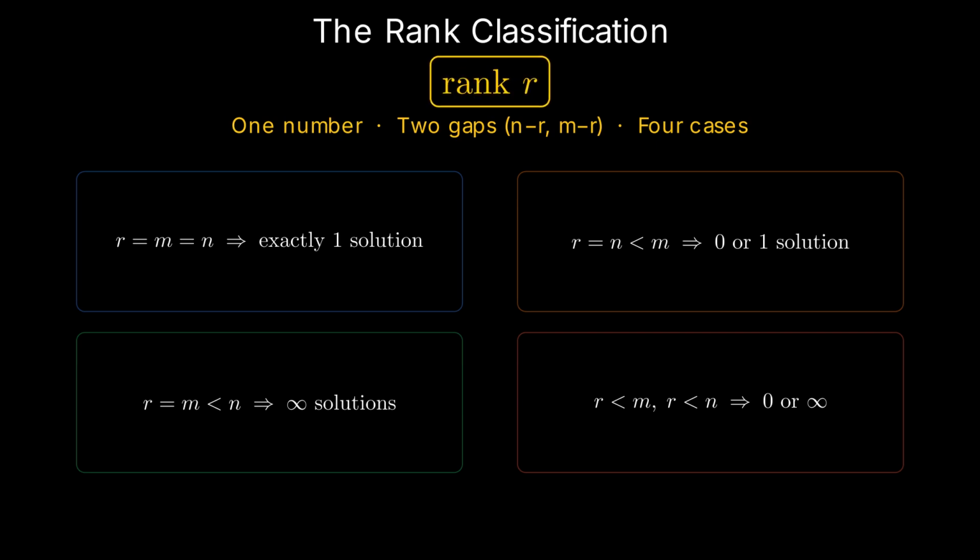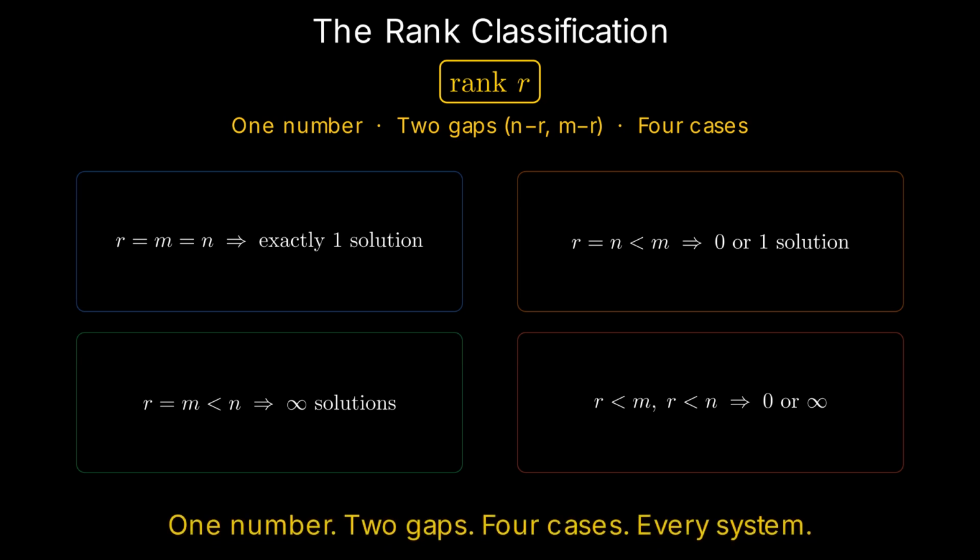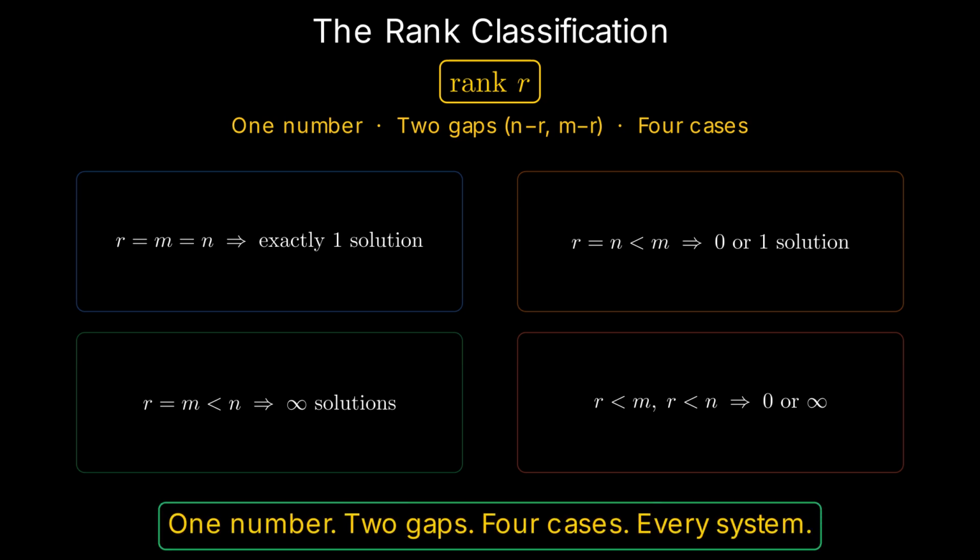The rank is the golden key. It opens the door. The rest is just arithmetic. One number, 2 gaps, 4 cases, every system.